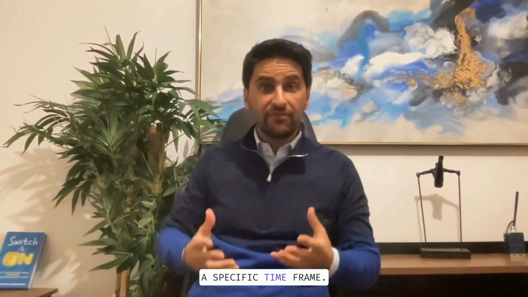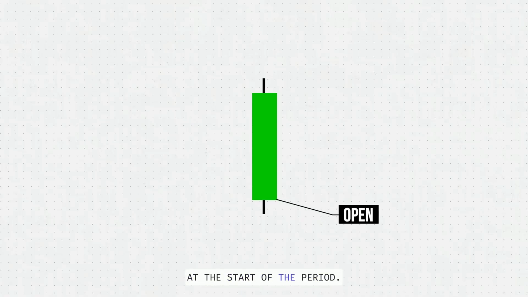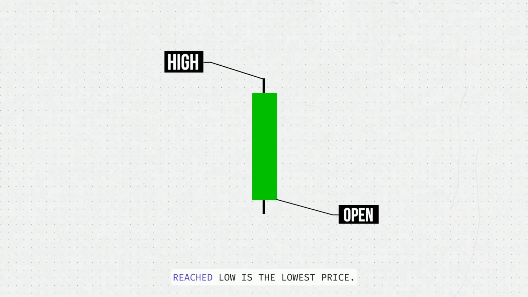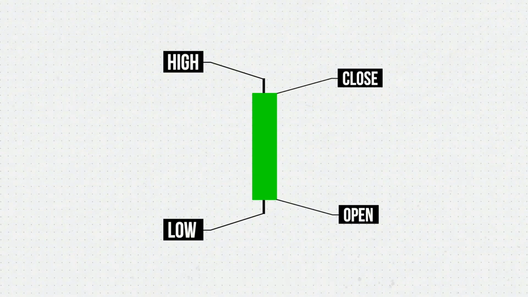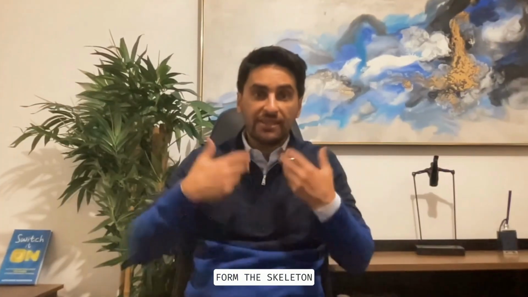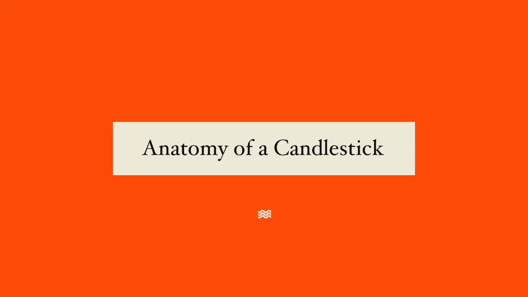Every bar or candlestick represents four values over a specific time frame. Open is the price at the start of the period. High is the highest price reached. Low is the lowest price reached. Close is the price at the end of the period. Together, these four points form the skeleton of every technical chart.